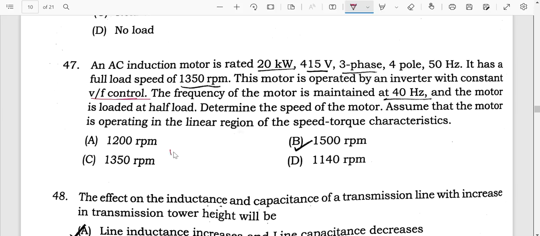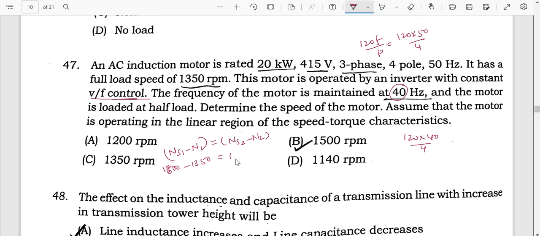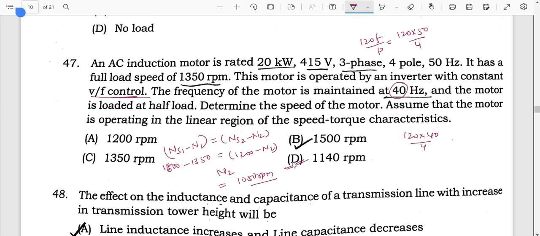Okay, so here we have the first case, ns1 minus n1 should be equal to ns2 minus n2 here. So as per this concept, ns is 120 f by p. Frequency is 50 divided by poles are 4. So it is 1500 minus running at 1350 should be equal to ns2 minus n2. Now the frequency is changed here, so that 120 f by p again apply here, same formula only. So 120 into 40 by 4 is nothing but 1200 speed here, 1200 minus n2. So find the value of n2, you will get as approximately 1050 rpm. So among them I'll choose the nearest value, which is 1140 rpm.